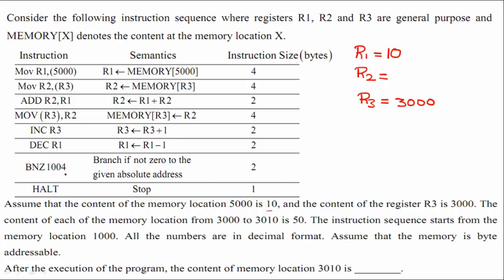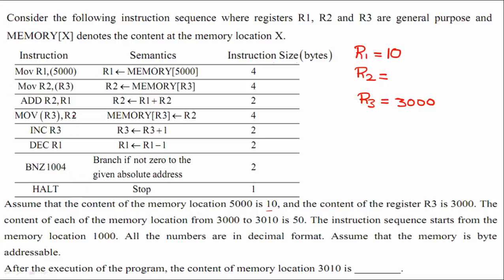BNZ 1004, branch if not 0 to the given absolute address. That is, right after decrementing R1, if the R1 value doesn't become 0, we are going to 1004. That is, a loop is going to get repeated again.